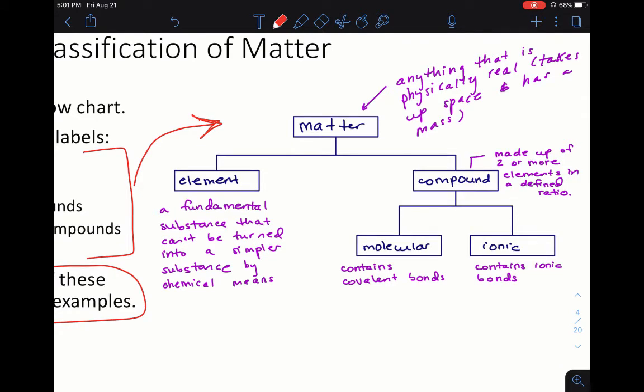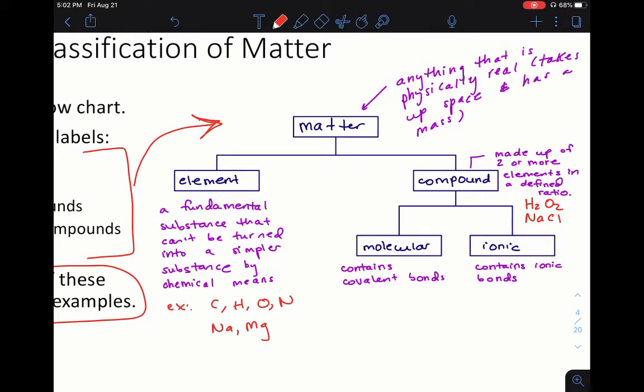An element is a fundamental substance that can't be turned into a simpler substance by chemical means, and we find elements on the periodic table. For example, carbon, hydrogen, oxygen, nitrogen, sodium, magnesium. This is fun. These are all elements. We can tell because there's one symbol in their chemical formula. Now, compounds are made up of two or more elements in a defined ratio. Some examples of compounds would be hydrogen peroxide, which is always 2 atoms of hydrogen and 2 atoms of oxygen, or sodium chloride, which is always formed in a 1-to-1 ratio of sodium to chloride atoms.